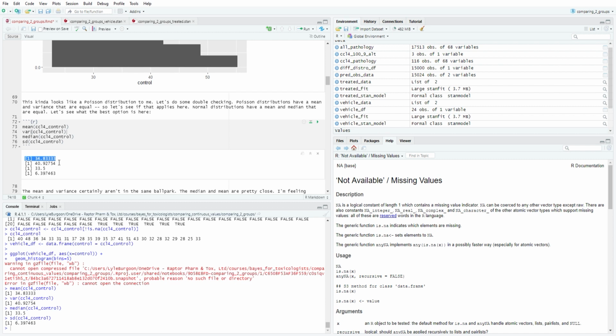Negative binomial distributions are really, really good for modeling count data like you would with a Poisson distribution, except it's what we call overdispersed, which means that the variance is larger than the mean. I could do that.